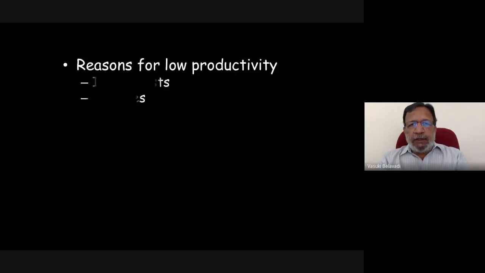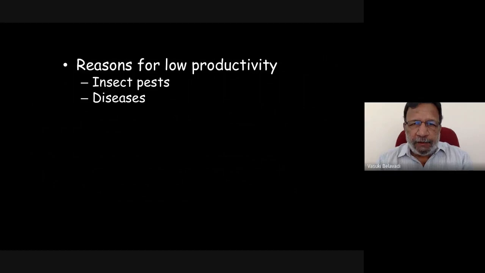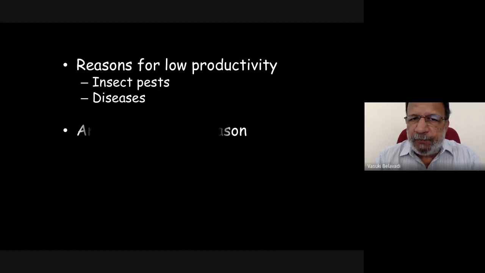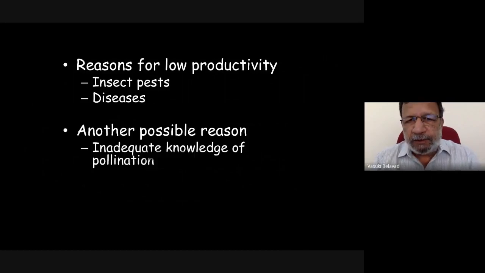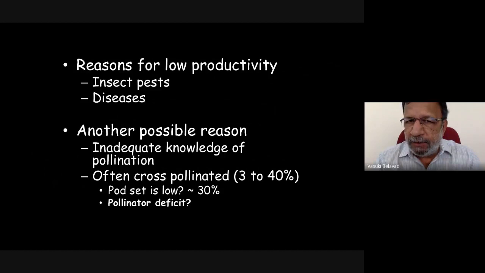Now, for the low productivity, some of the reasons that are often given are that there are a lot of insect pests which actually cause damage, and because of that we have low productivity. And pigeon pea also suffers from several disease causing organisms, so that is the reason why we have low productivity. But there can be another possible reason also, which is inadequate knowledge of pollination. The knowledge about pollination of pigeon pea is very low, even among the literates.